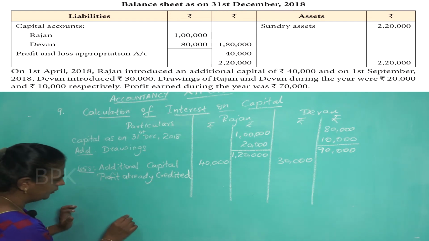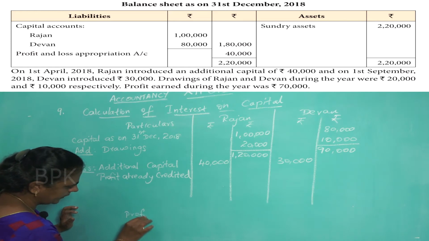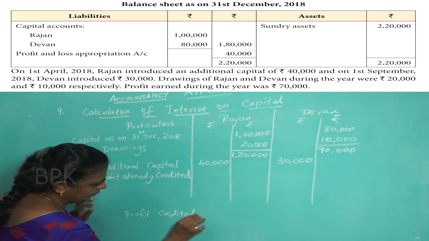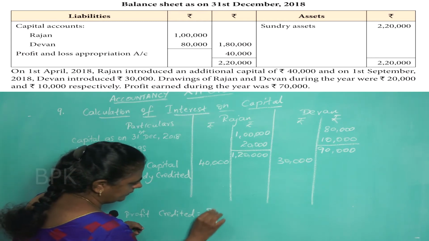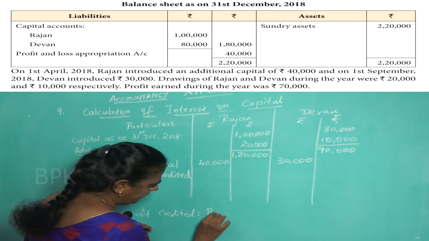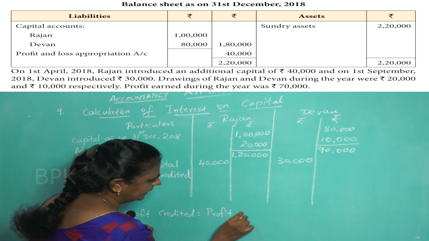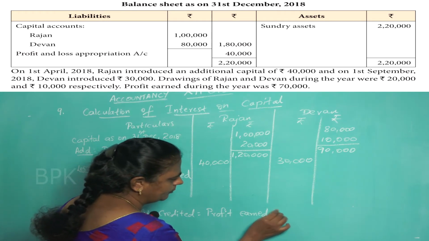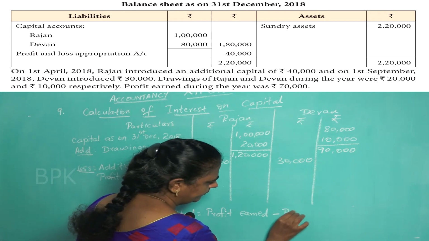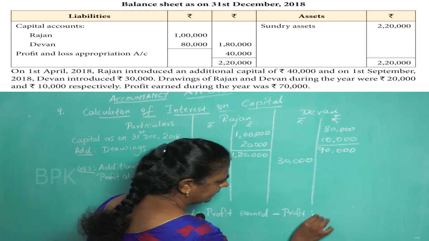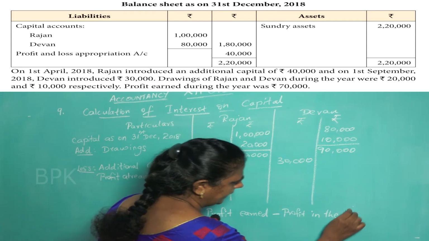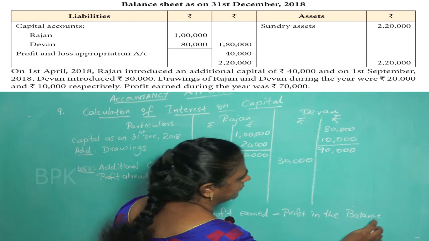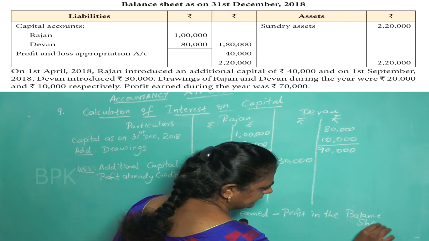First, what you have to do? Profit credited is equal to profit earned. How much profit you got? From that you minus profit in the balance sheet. Profit in the balance sheet.